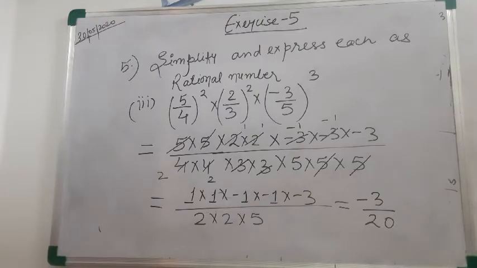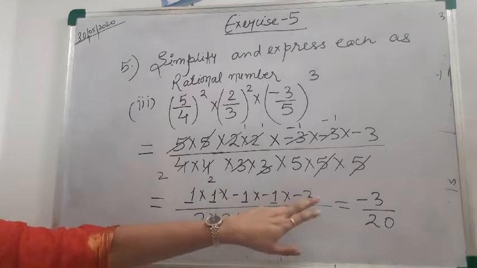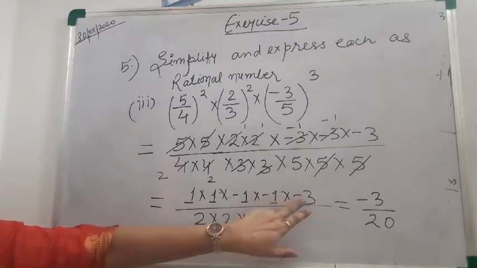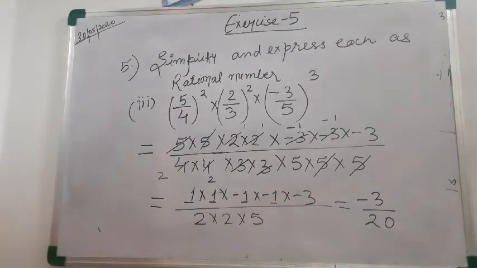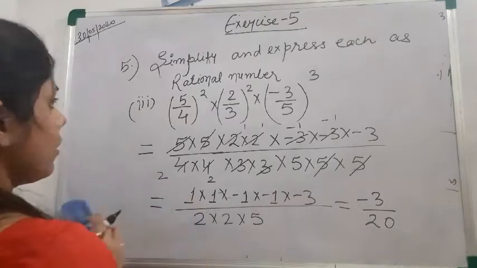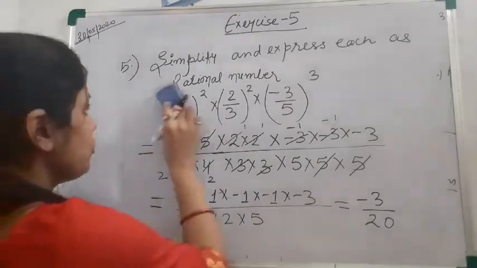This is your answer. If it is correct, please put a tick mark. If not, please do the correction. Here, 3 times the minus sign means a negative will come in the numerator. Minus 1 into minus 1 plus 1 into minus 3 upon 20 will be the answer. Now let us come to the 5th question. I hope this is clear to you all.